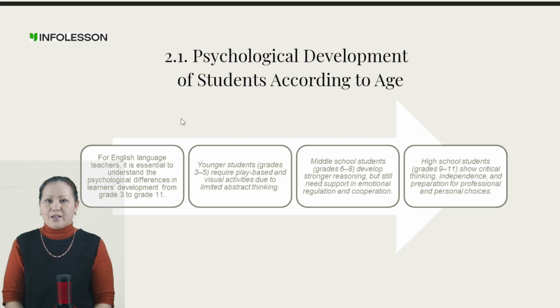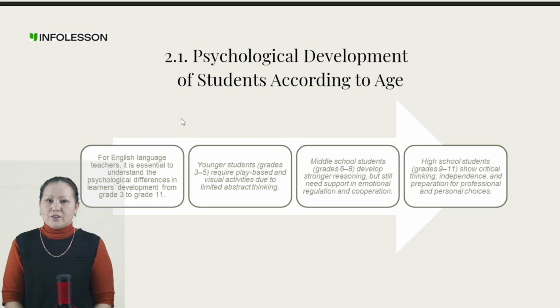Psychological development in different age groups. Students of different ages demonstrate distinctive features of thinking, memory, and motivation. Teachers should adapt their methodology to these age-related traits. First, primary school learners, ages 7 to 10.